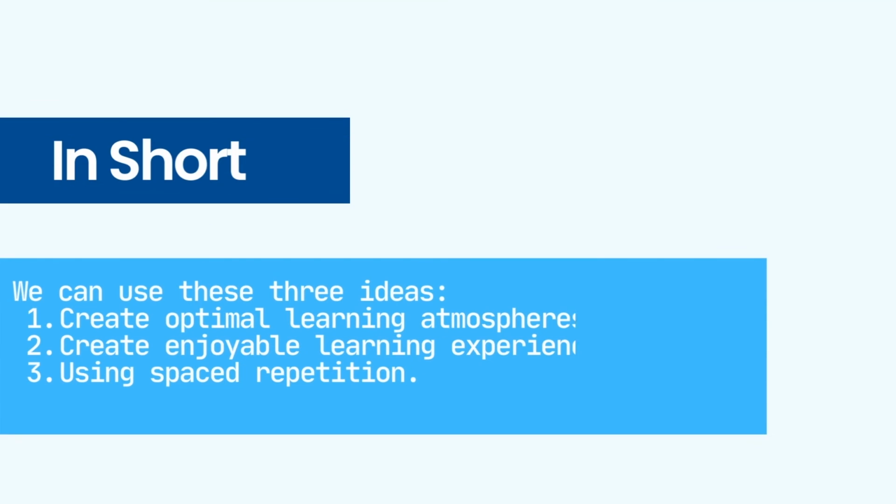In short, to create brain-friendly learning experiences, we can use these three ideas. First, create optimal learning atmospheres. Second, create enjoyable learning experiences. Lastly, use spaced repetition.